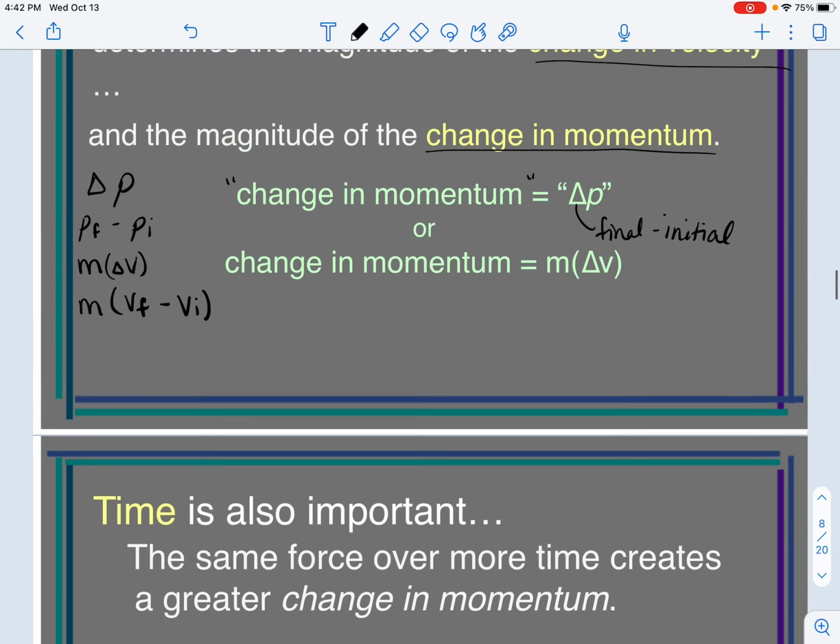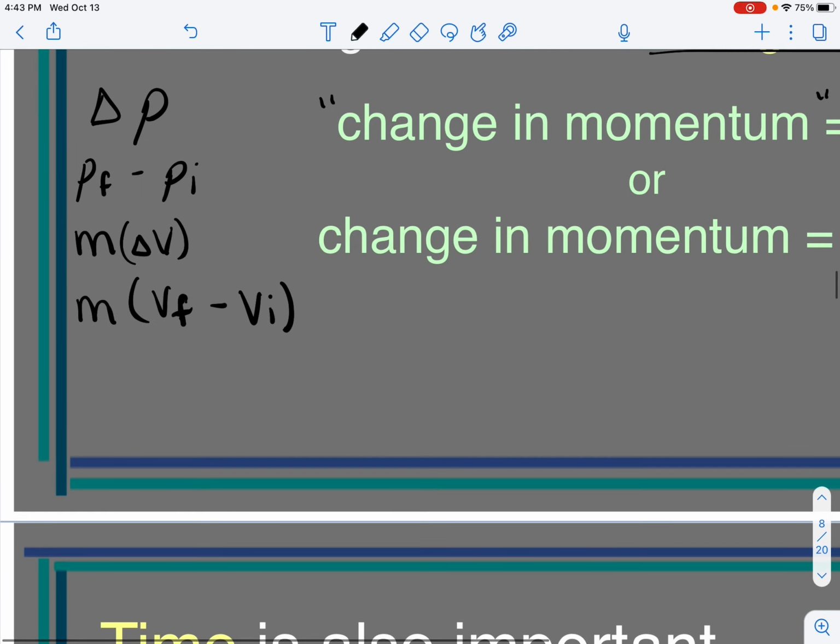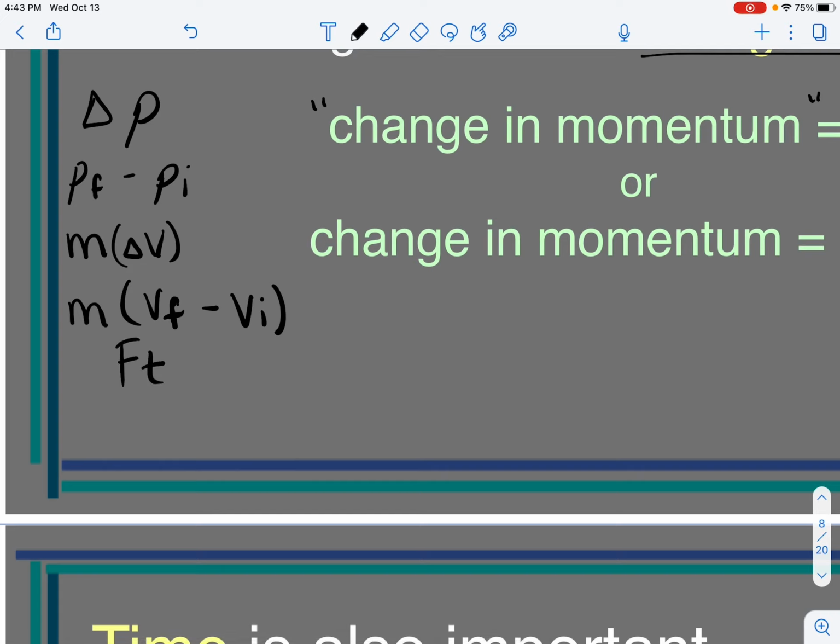Let's back up to this list we made earlier of all the different ways that we can represent a change in momentum. Change in momentum, delta P, could be PF minus PI. It could be m times delta v. Or if I don't know delta v, it could be m times vf minus vi. We can now also add F times t. Force times time is equivalent to the change in momentum the object experiences. J is our symbol for impulse, and that is equivalent to the change in momentum that the object experiences.